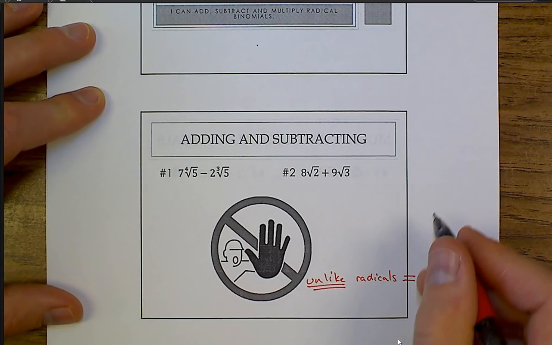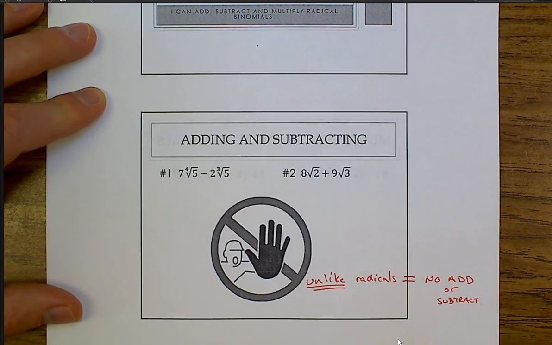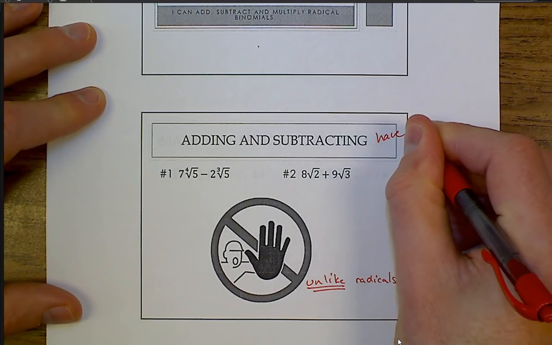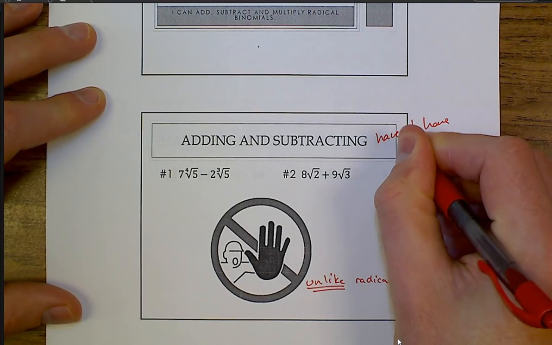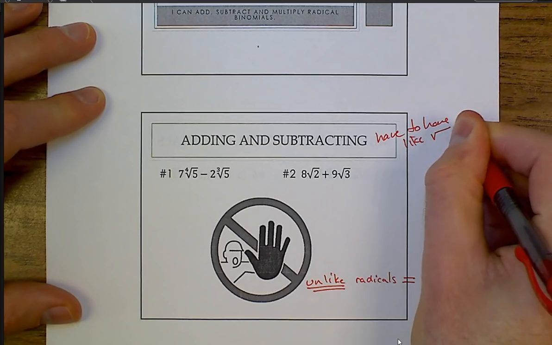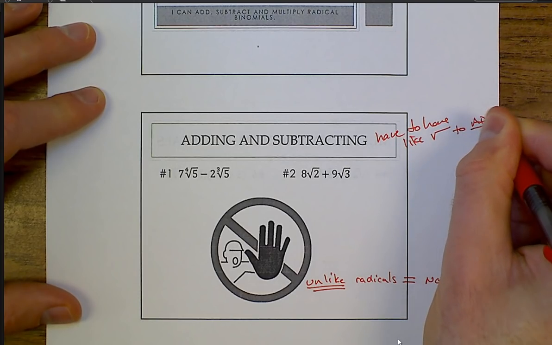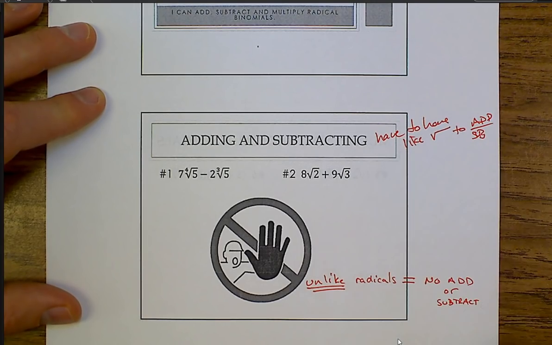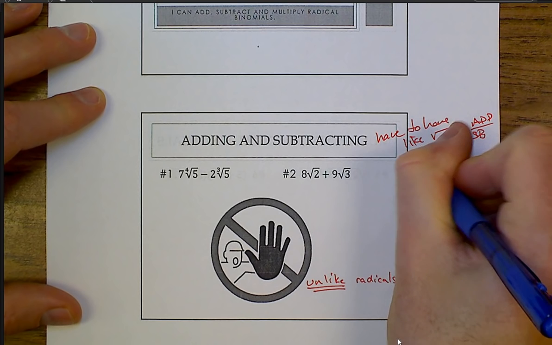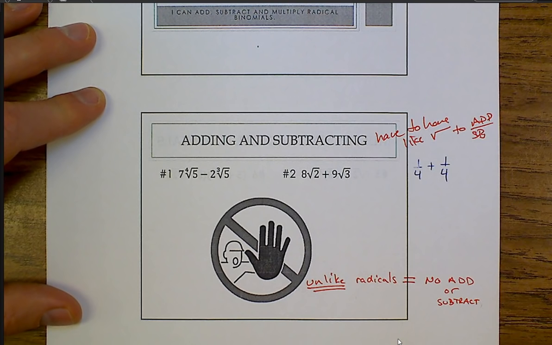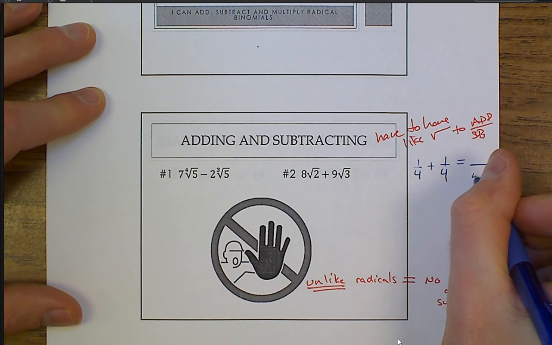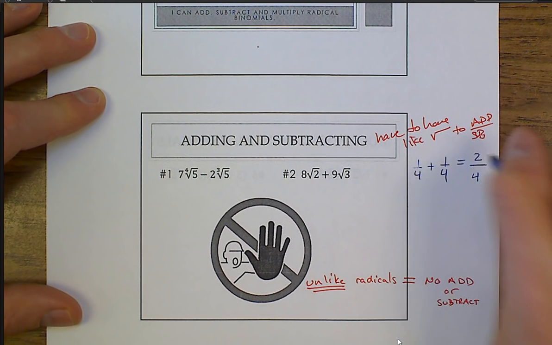So the rule with adding and subtracting is you have to have like radicals to add or subtract. I use the analogy of adding fractions. If you had 1/4 plus 1/4, you have like denominators. You don't add those denominators together to put 8 here. You put a 4 here, and 1 plus 1 is 2, which makes 1/2.